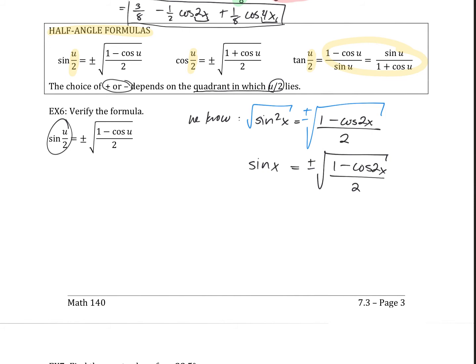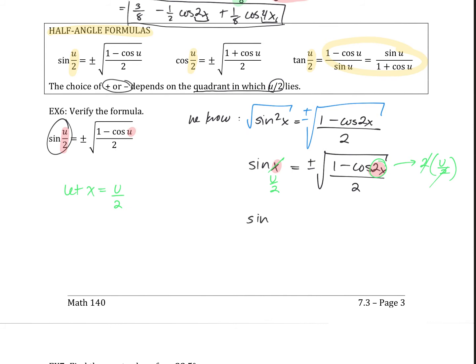Now we're almost there. It looks really, really close. The only difference here is we have a u divided by 2 and a u, whereas in our problem now, we have an x and a 2x. So let's use a substitution here. Let's let x equal u divided by 2. So when I do that, we get u divided by 2, and here we have 2 times u divided by 2. So those will cancel out.